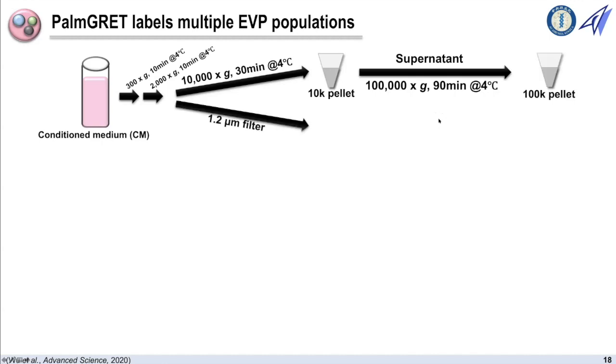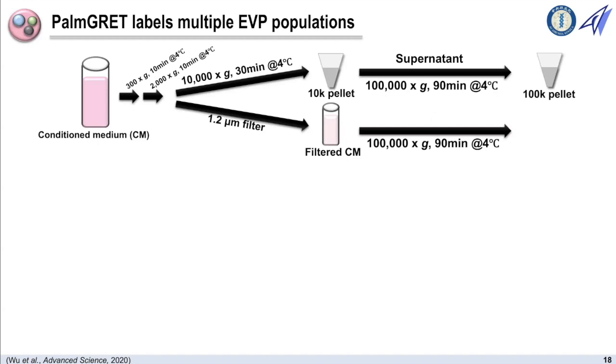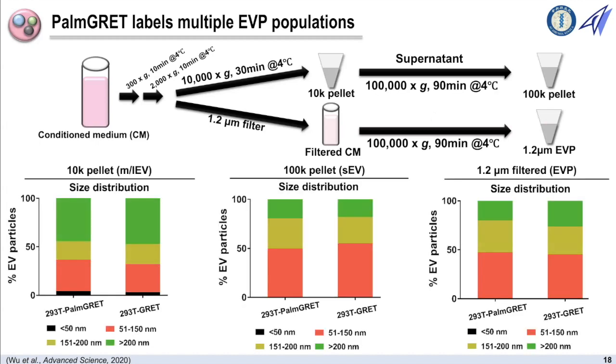The other route, which we use for our later experiments, is that we use a 1.2 micron filter to filter the conditioned medium. After that, we subject it to 100K to obtain the 1.2 micron extracellular particles. Here is the NTA size distribution data. From left to right, the 10K pellet stands for the medium or large EV, the 100K pellet is the small EV, and the 1.2 micron filter is the extracellular particle.